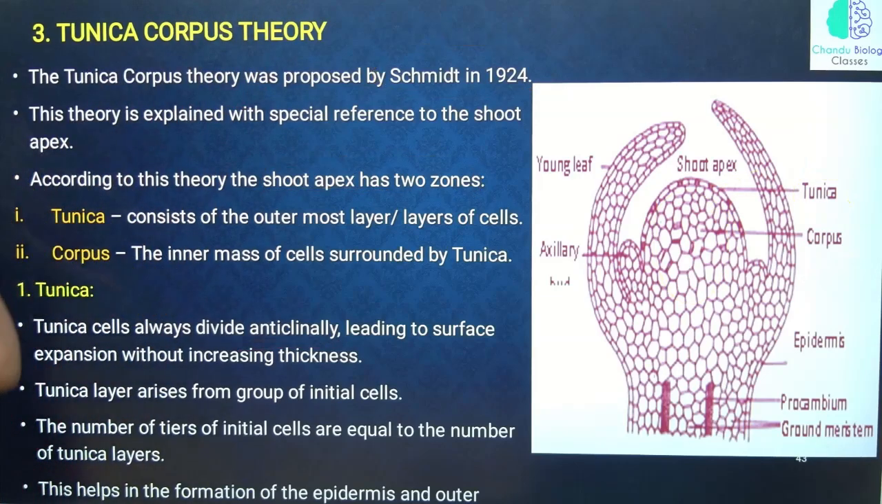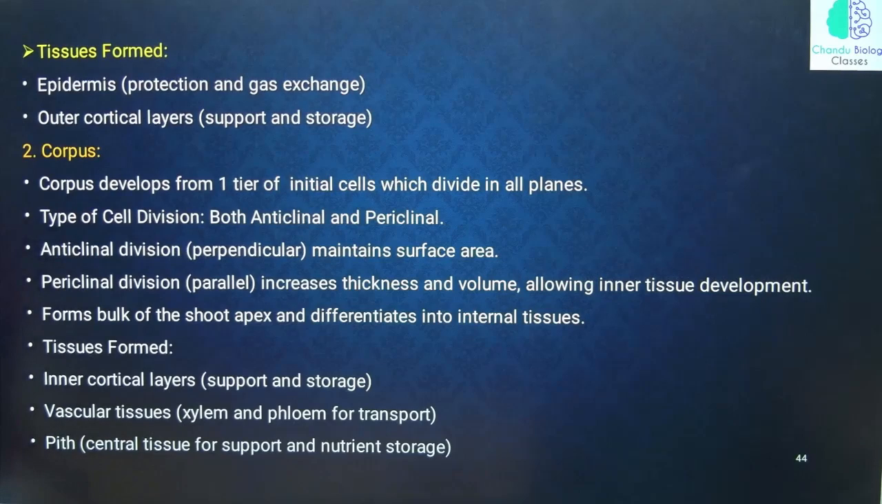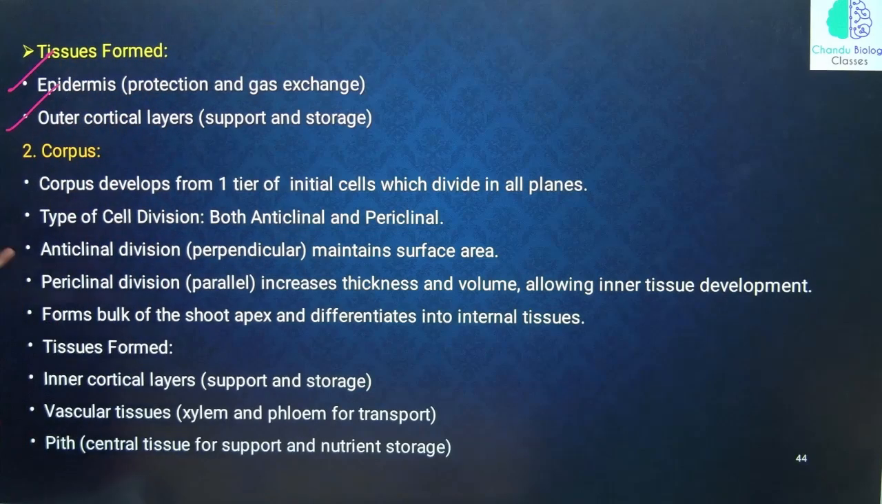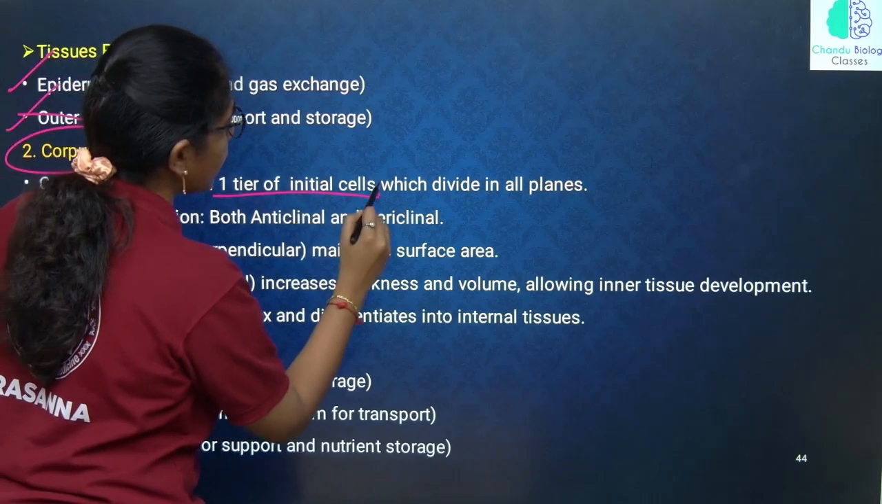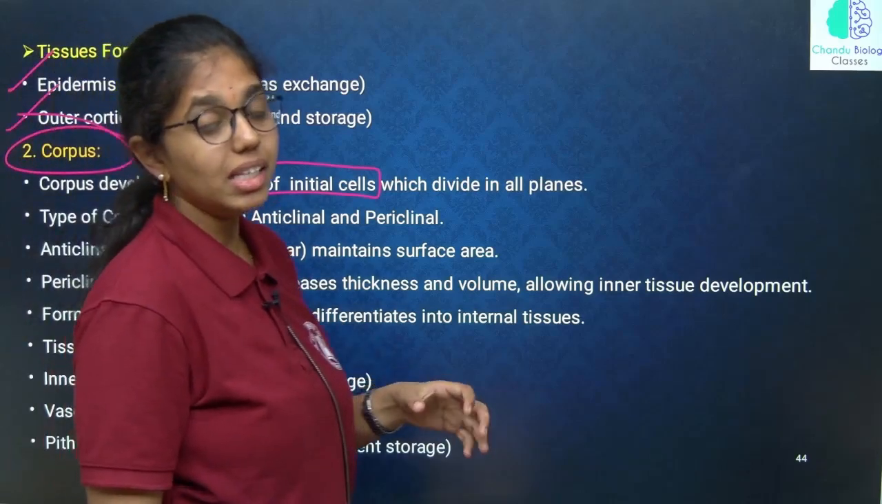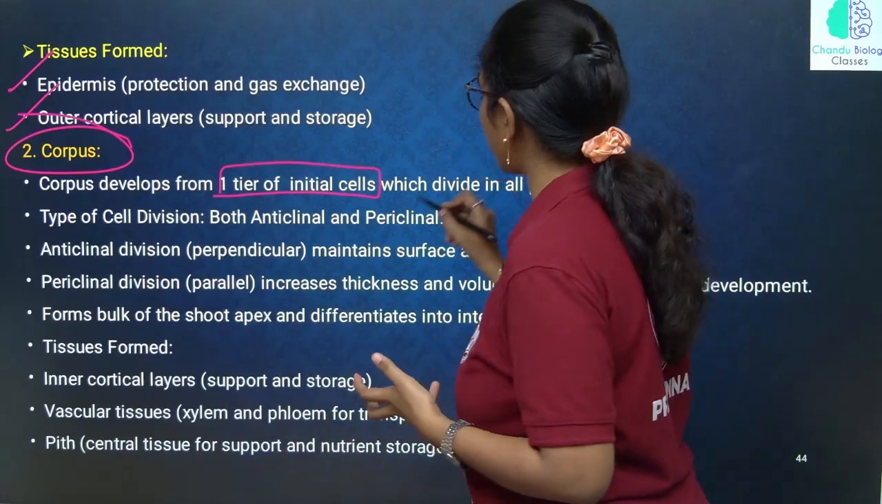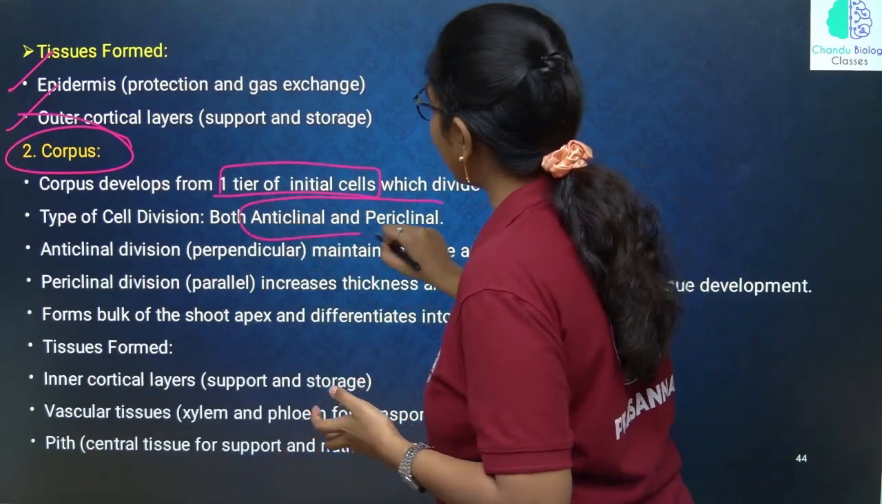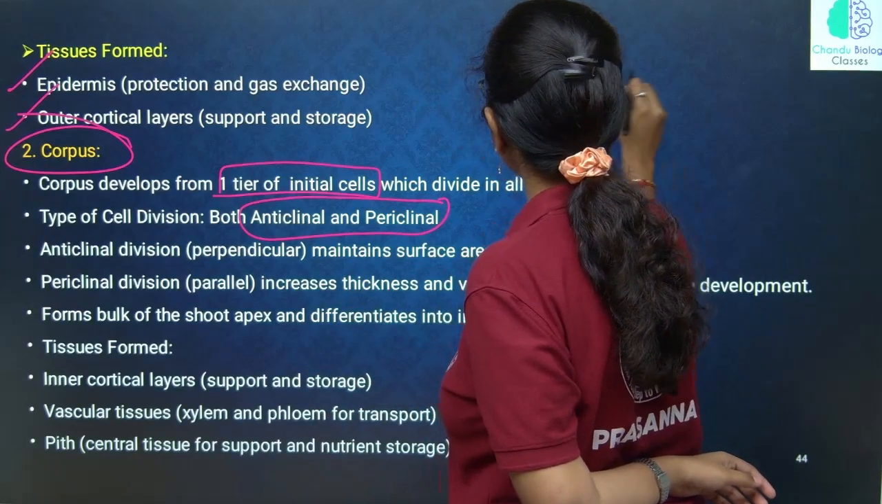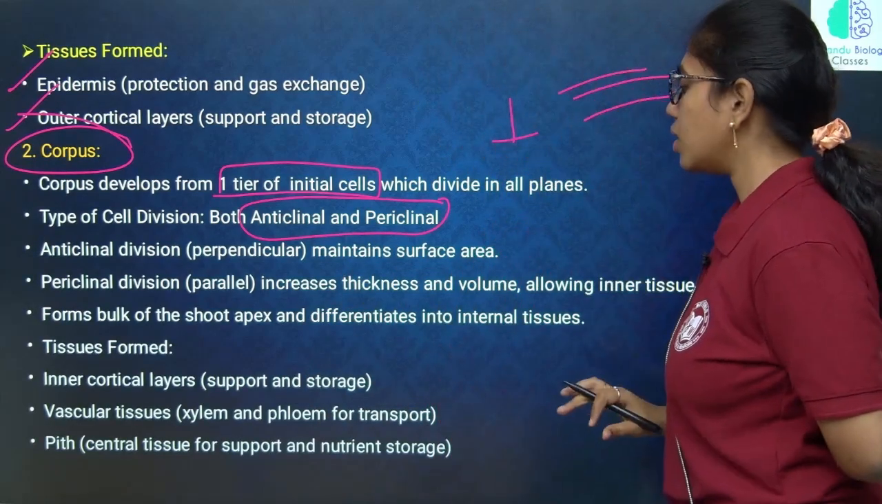Next, tunica conducting anticlinal divisions will form two tissues, that is epidermis and outer cortex layers. Second is the corpus layer. Corpus develops from only one tier of initial cells, which divides in all the planes, in a sense both anticlinal and periclinal divisions. We know what anticlinal divisions are: perpendicular. Periclinal are parallel to the surface.